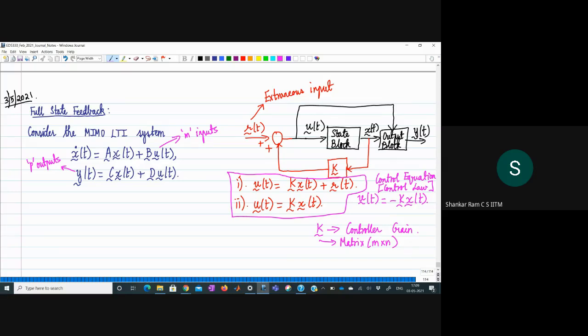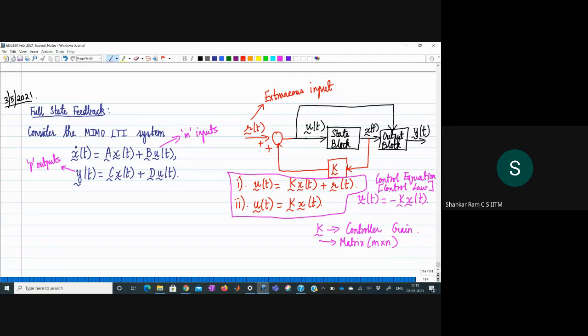So why is it m by n? Because you can immediately see that this k multiplies x, so it should have n columns, and it is going to give us a control input u of order m, so it must have m rows. So we can immediately observe that the control gain matrix should be of size m by n. What happens in a SISO case, we will come to later. Let's first look at the multi-input, multi-output case.